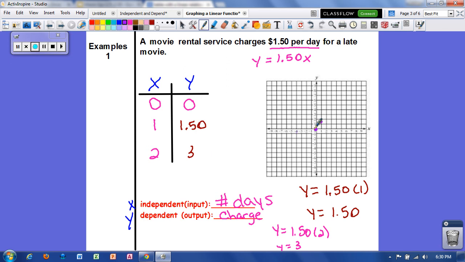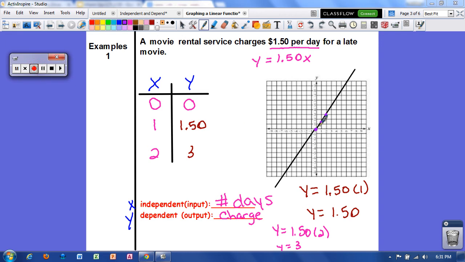Then I have 2, 3. So I'm going to go over 2 and I'm going to go up 3. Notice that these points are in a line. Now, once you get here, all you have to do is take a ruler, line it up, and then you can just draw your line the rest of the way.